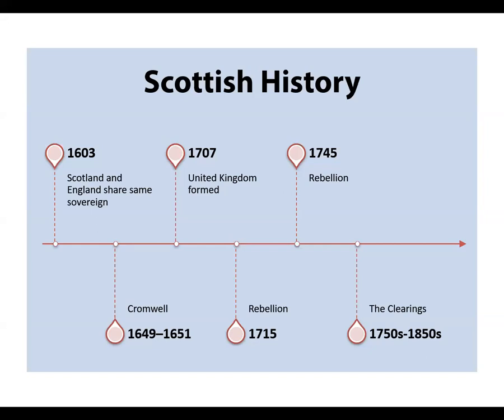By 1715, there is a great rebellion in Scotland, and another one in 1745. And then, of course, the clearances, where they're clearing the Highlands and people are emigrating out. That was between the 1750s and 1850s, so for a whole century.